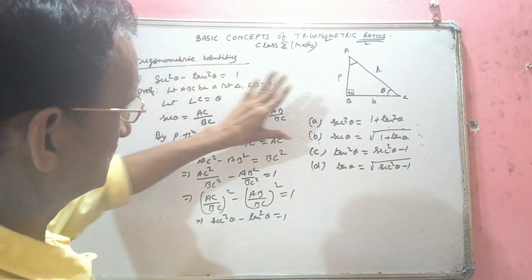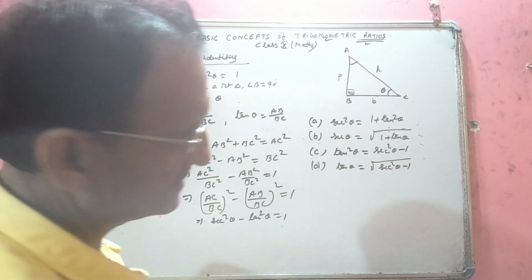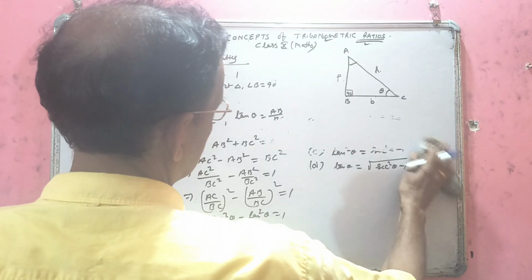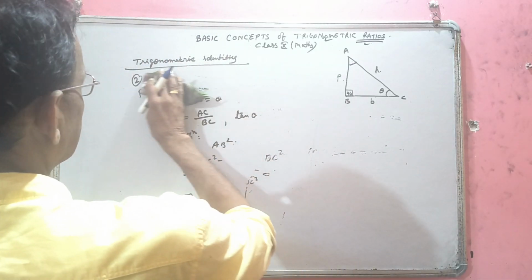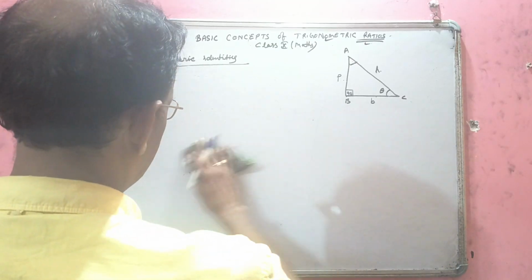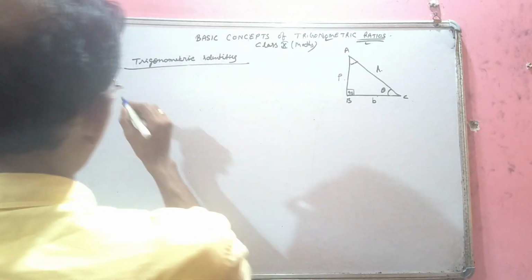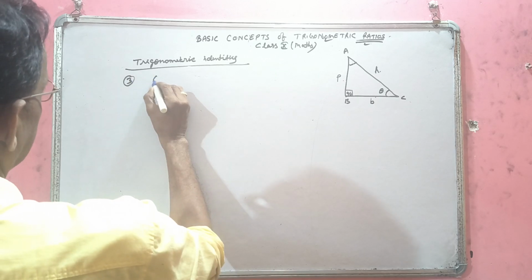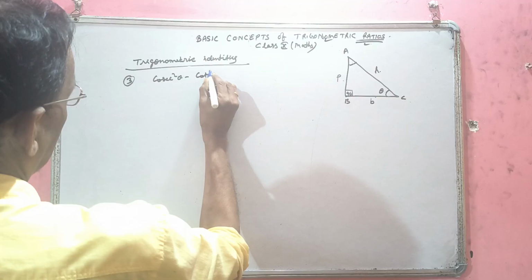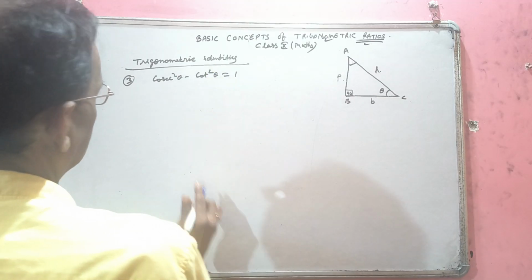From these 2 identities, we have got all these sub corollaries you can show. Understood? This is identity number 2. Now one more is there. Identity number 3 is cosec square theta minus cot square theta equal to 1.